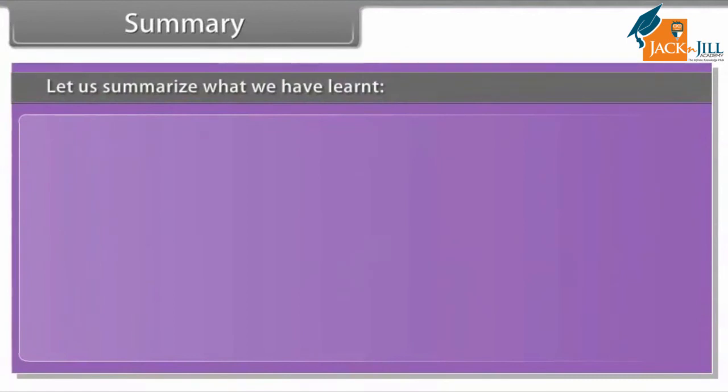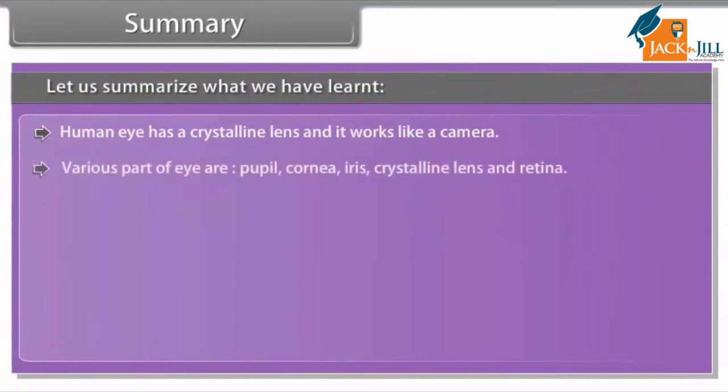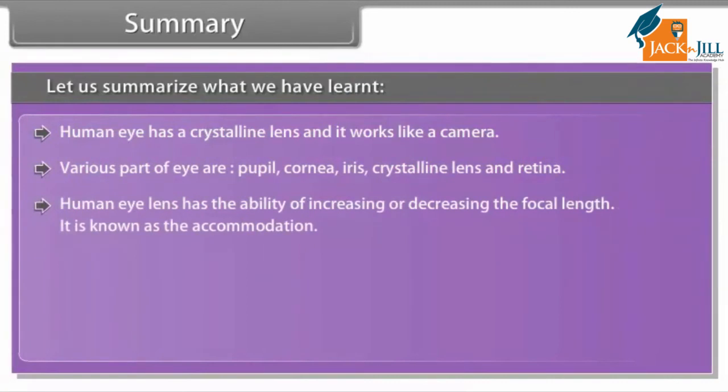Summary. Let us summarize what we have learned. The human eye has a crystalline lens and it works like a camera. Various parts of the eye are the pupil, cornea, iris, crystalline lens, and retina. The human eye lens has the ability of increasing or decreasing its focal length. It is known as accommodation.